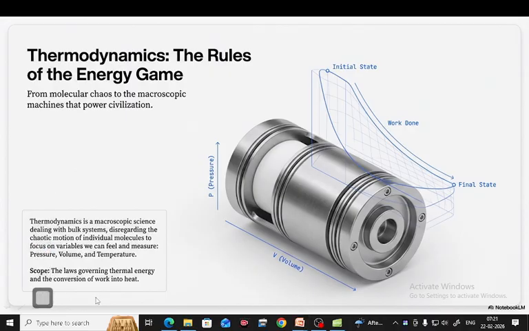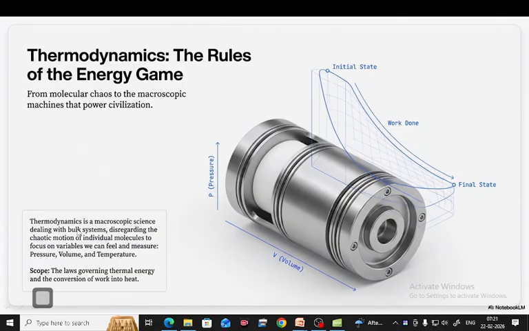Hello everyone. Today we shall discuss thermodynamics, the rules of the energy game. From molecular chaos to the macroscopic machines that power civilization.